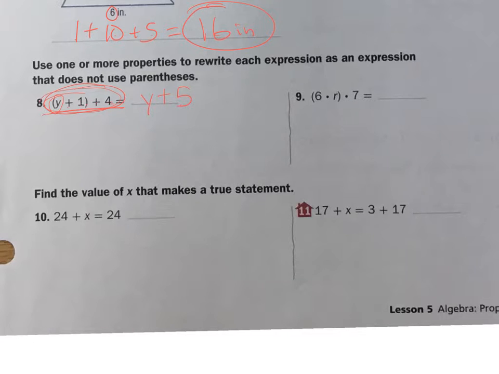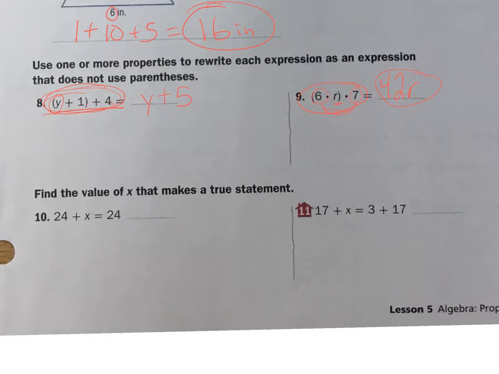Okay. Number 9. 6 times r times 7. So I can put this and this together. I can multiply these together and then multiply by that r, which I'm not sure what it's going to be. I know 6 times 7 is 42r. It's a different expression, but it'll be the same.